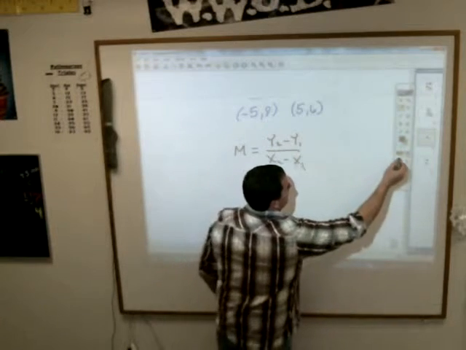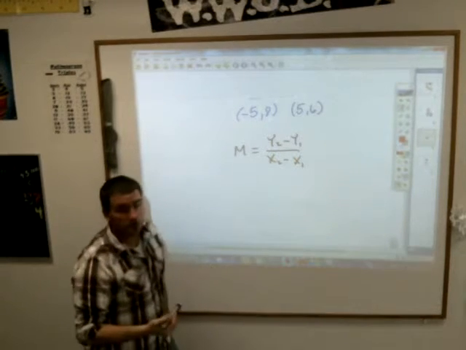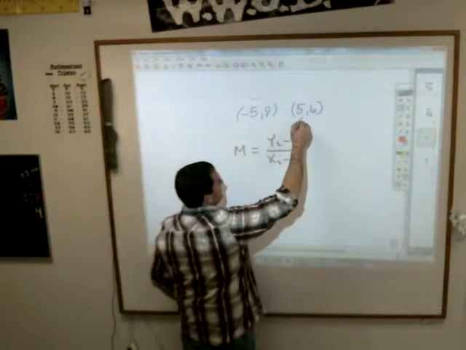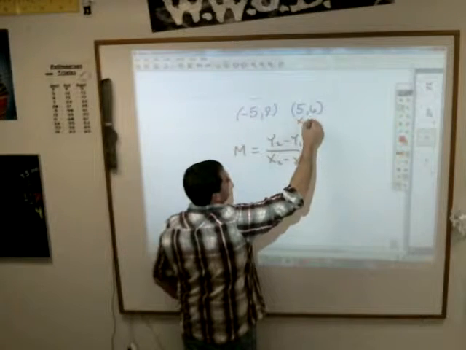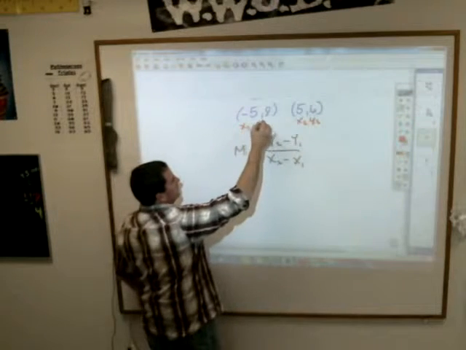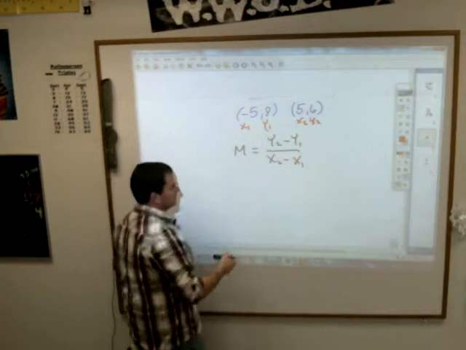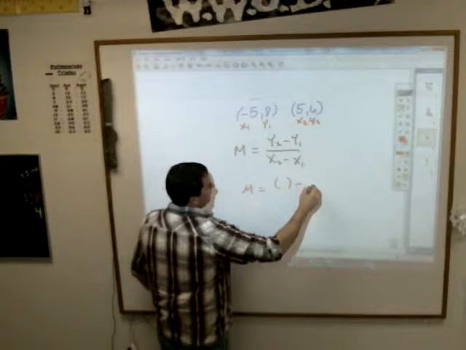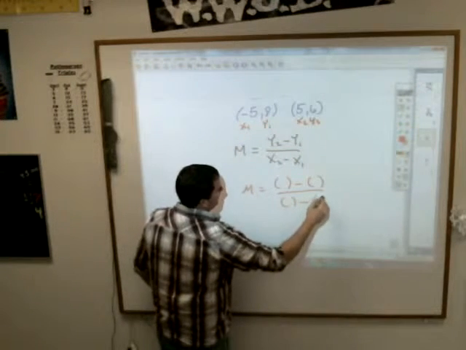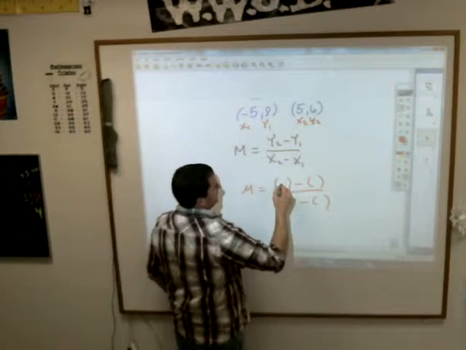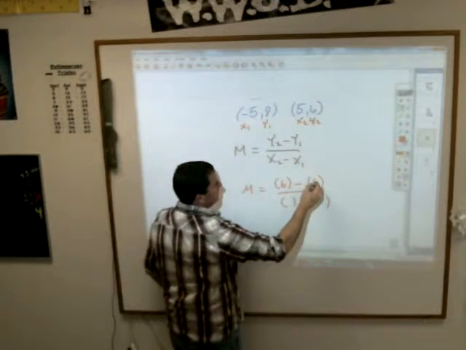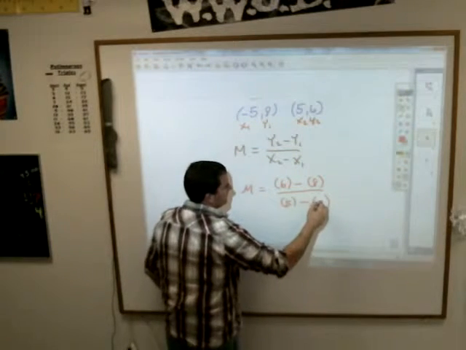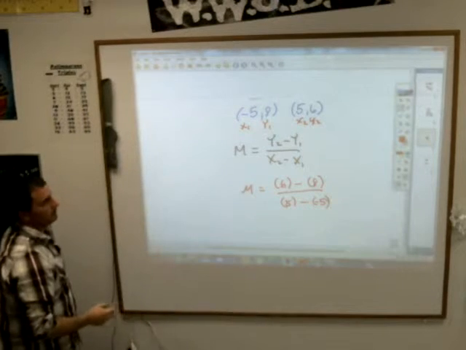Now, just for fun, which ones do you want to call the 2's and which ones the 1's? The 5 and the 6, let's make the x2 and the y2, and this one x1, y1. Generally speaking, because this one comes first, that would probably be not a bad way to go, but it doesn't matter. Parenthesis minus parenthesis over parenthesis minus parenthesis. y2 was 6, y1 was 8, x2 is 5, x1 is -5.